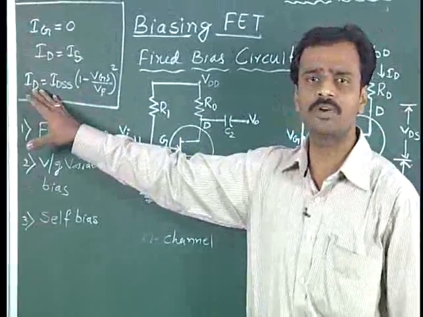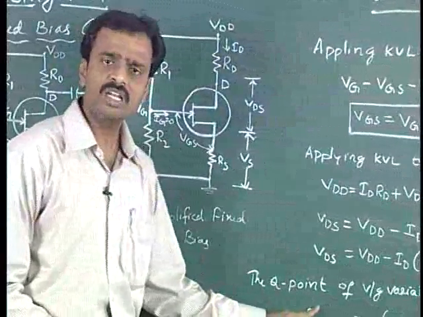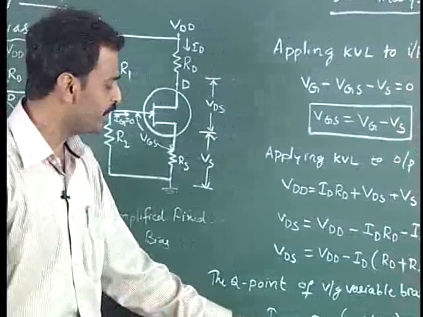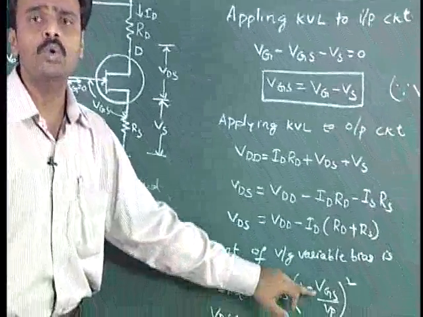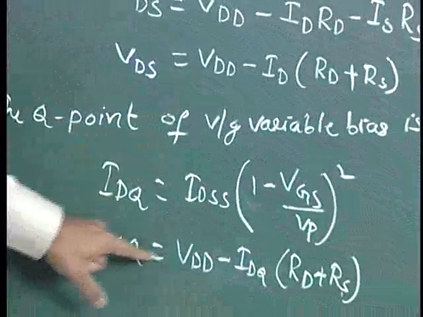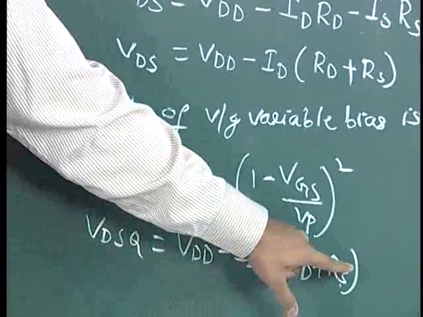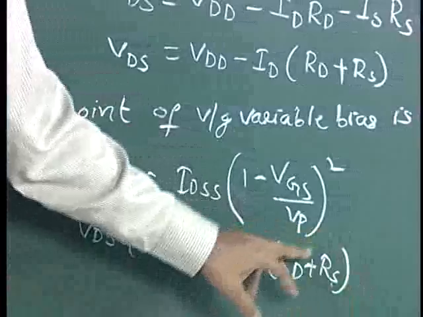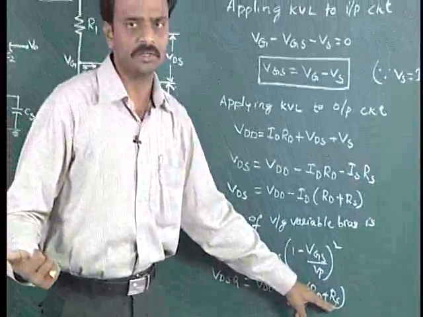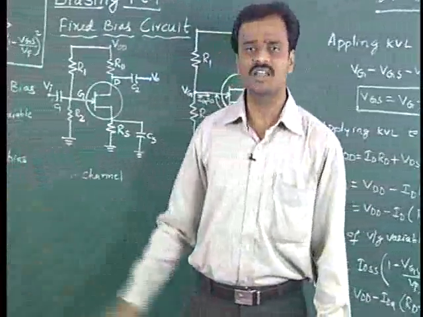It is the same operating point we are using here, so the Q point, as in the case of voltage variable bias, is IDQ equal to IDSS into 1 minus VGS by VP whole square, and VDSQ equal to VDD minus IDQ into RD plus RS. Only the source resistance term has come into existence extra compared to the earlier technique. In a similar fashion we can analyze the circuit with self bias.